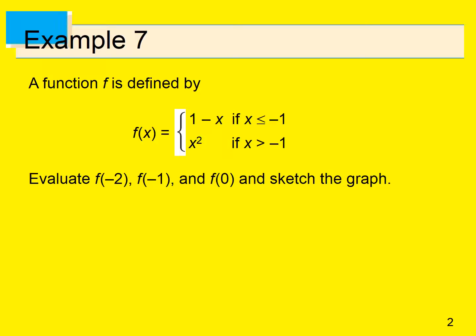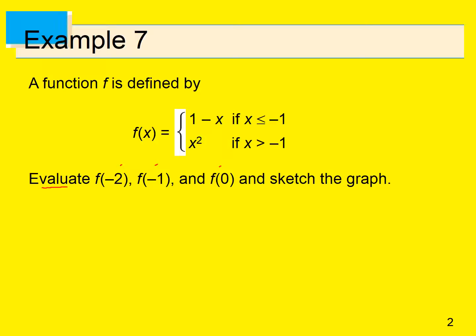So evaluate means get a number, get a value. And so the answer to evaluate f of is just going to be a number. So the first three things that we're supposed to do, 1, 2, 3, is just get numbers. The fourth thing will be to sketch a graph.